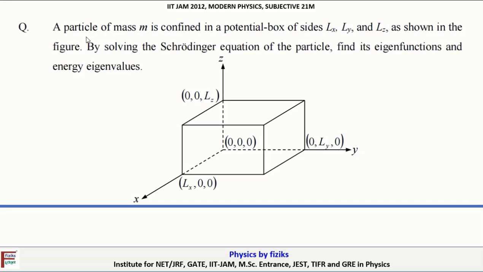Let us read the statement for this problem. A particle of mass m is confined in a potential box of side Lx, Ly, Lz as shown in the figure. By solving the Schrödinger equation of the particle, find its eigenfunction and energy eigenvalue. This is a cuboid box, and for this we have to solve the Schrödinger equation and determine its energy value and eigenfunction.